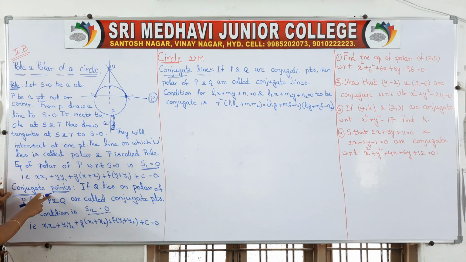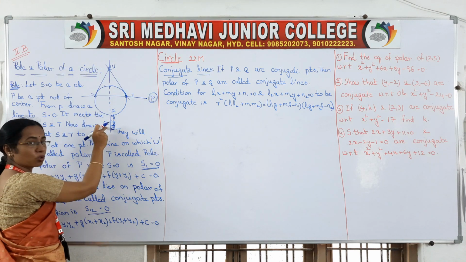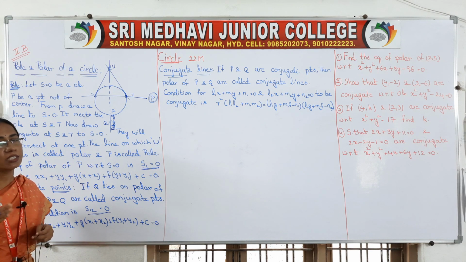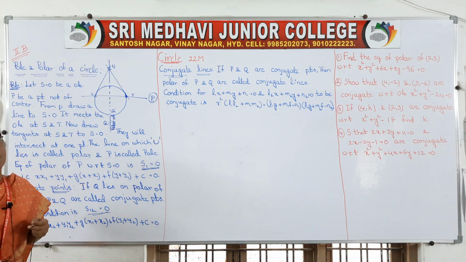Next, come to conjugate points. If one point lies on the polar of another point, then they are said to be conjugate points. See, this is your polar of P. On this, suppose Q lies, then P and Q are said to be conjugate points. If you get any new terminology, say it louder once so that your brain will get familiar. Conjugate point, like that you say one time.